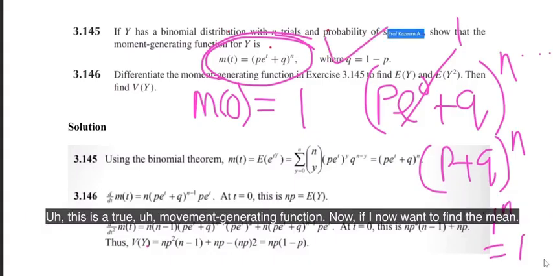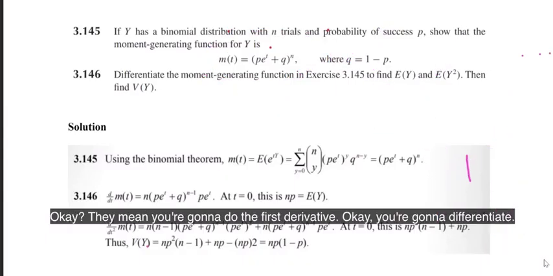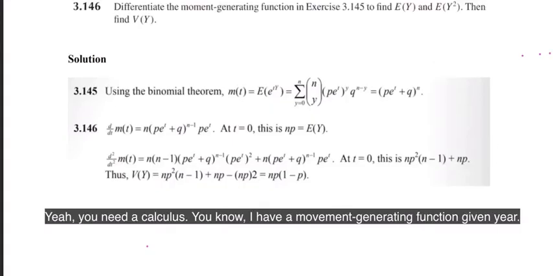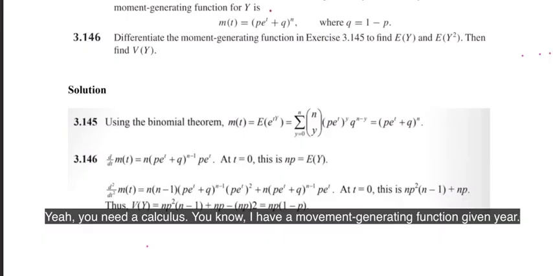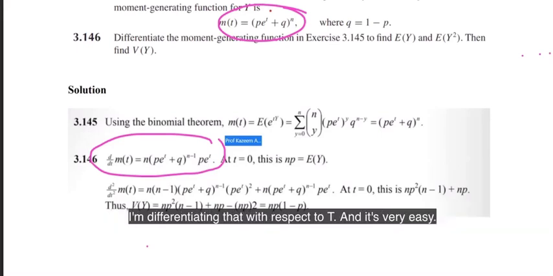valid moment generating function. Now, if I want to find the mean, you're going to do the first derivative. You're going to differentiate the moment generating function. Now I need you to pay attention. Here you need calculus. I have a moment generating function given here. Then you know what I'm doing here? Give me 1 second. I'm actually differentiating that with respect to t.